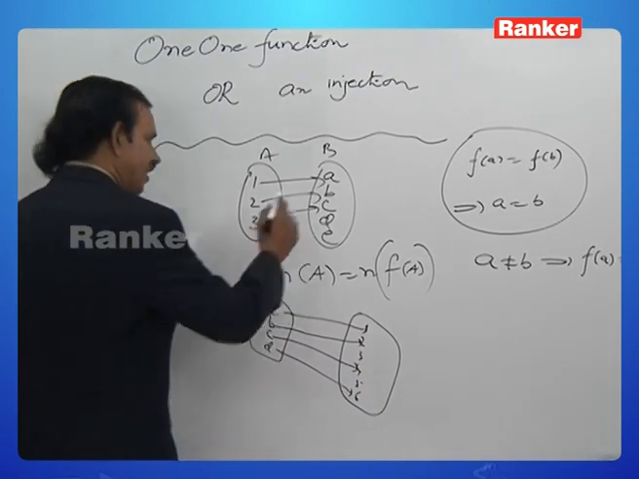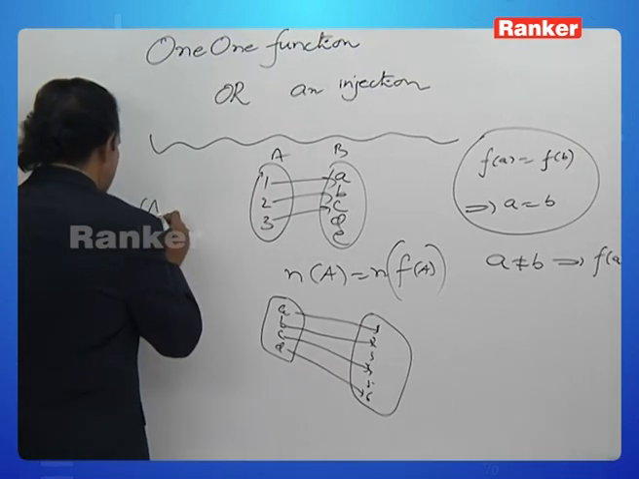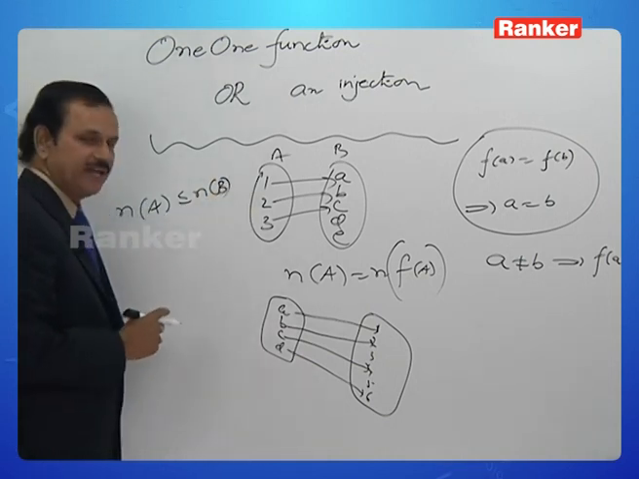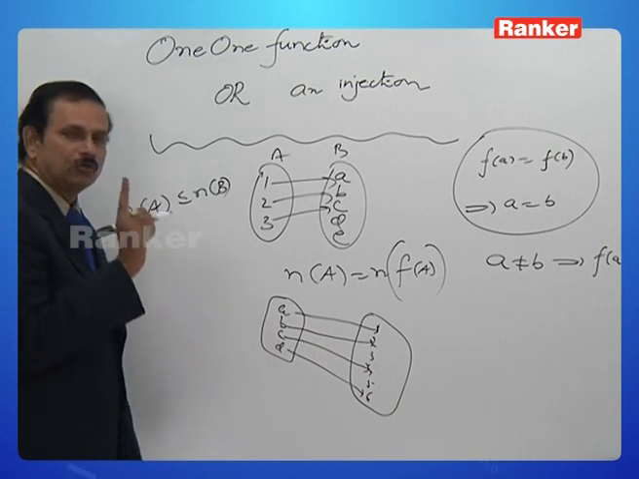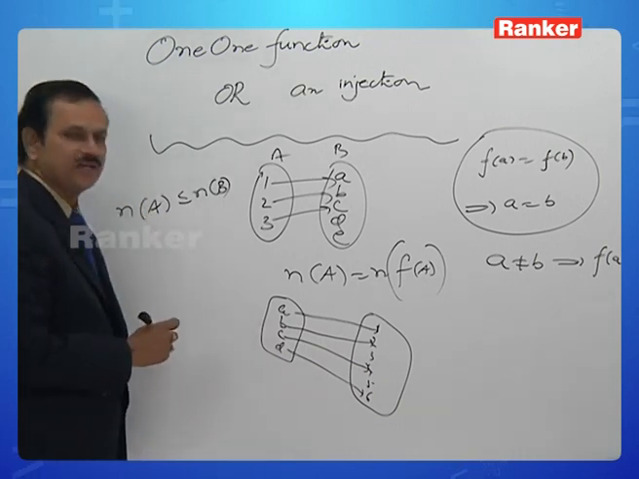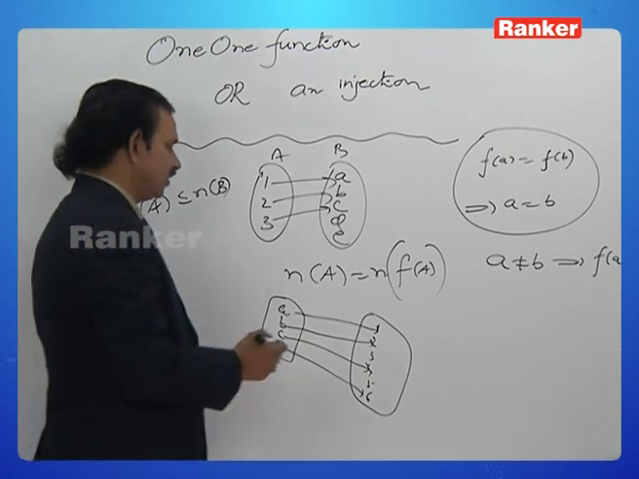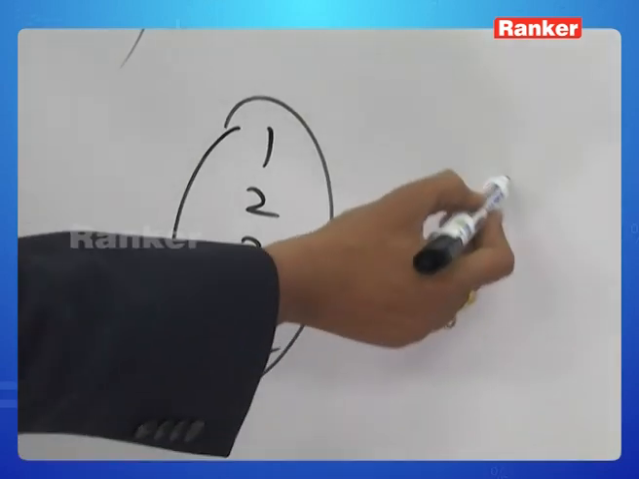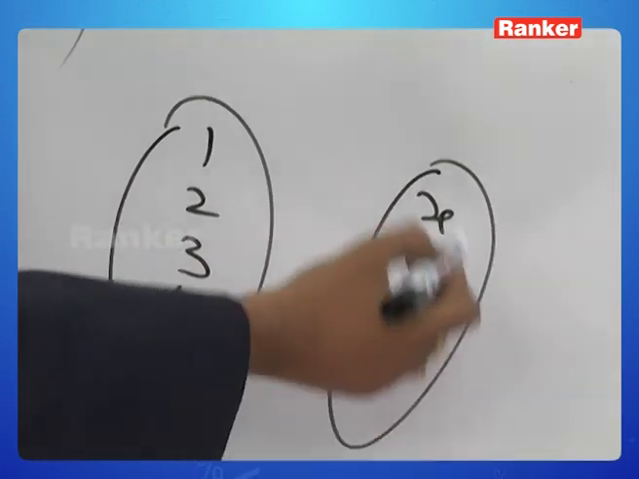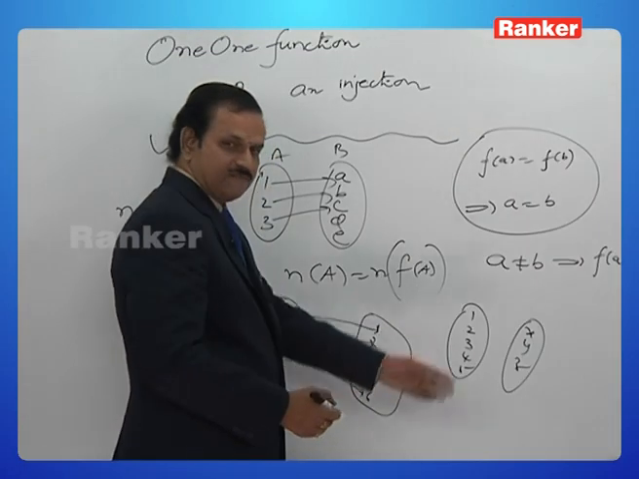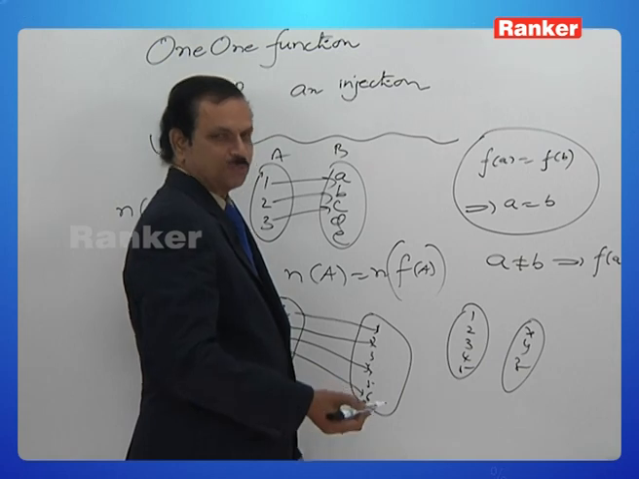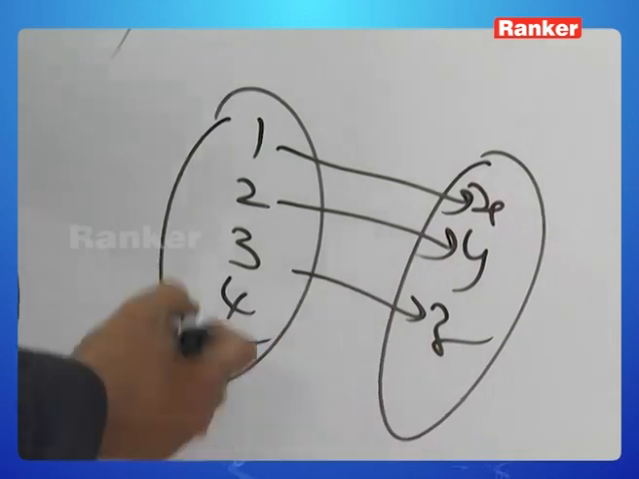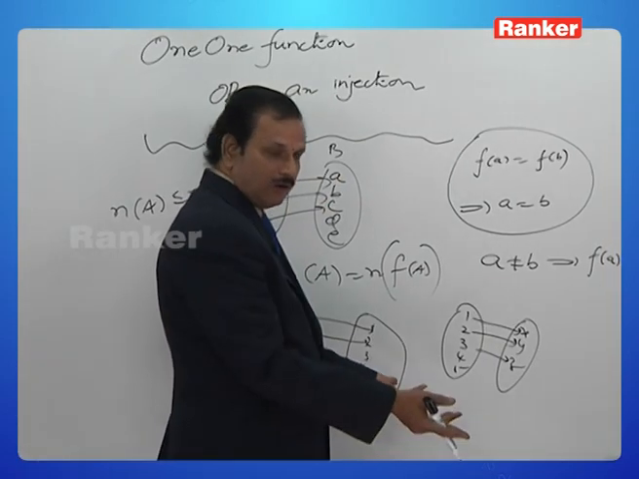One more thing, if A and B are finite, n of A must be less than or equal to n of B. In order to define a 1-1 function from A to B, you must have n of A less than or equal to n of B. Why? Because you observe this example. 1, 2, 3, 4, 5. X, Y, Z. Come on, please define a 1-1 function from this to that set. Is it possible? Let us try. 1 to X, 2 to Y, 3 to Z, 4. 4. How can you fix?